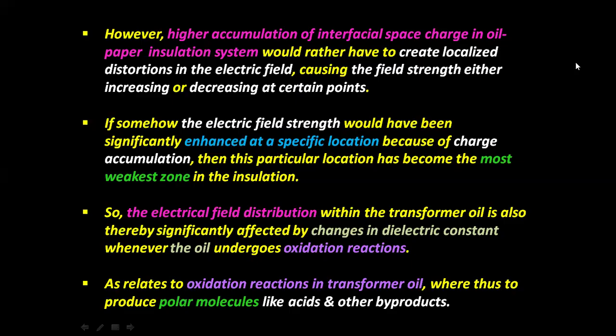So, the electrical field distribution within the transformer oil is also significantly affected by changes in dielectric constant whenever the oil undergoes oxidation reactions. Oxidation reactions in transformer oil produce polar molecules like acids and other byproducts.